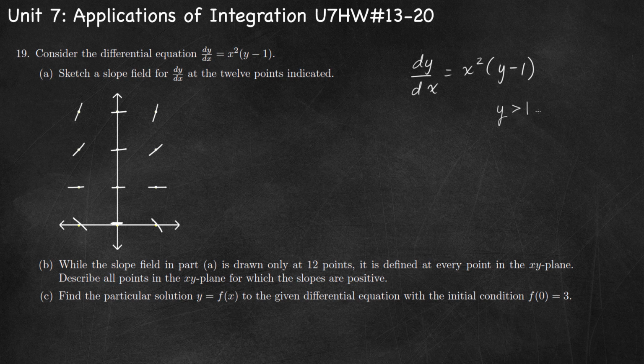So whenever y is greater than 1, the second factor is positive, and whenever x is not 0, this factor is positive. So x not 0 and y greater than 1. Now we can get a positive slope when we multiply a negative by a negative, but x squared will never be negative, so that's not going to happen in this case. So describe all points in the xy plane for which the slopes are positive. That's going to be whenever x is not 0 and y is greater than 1.